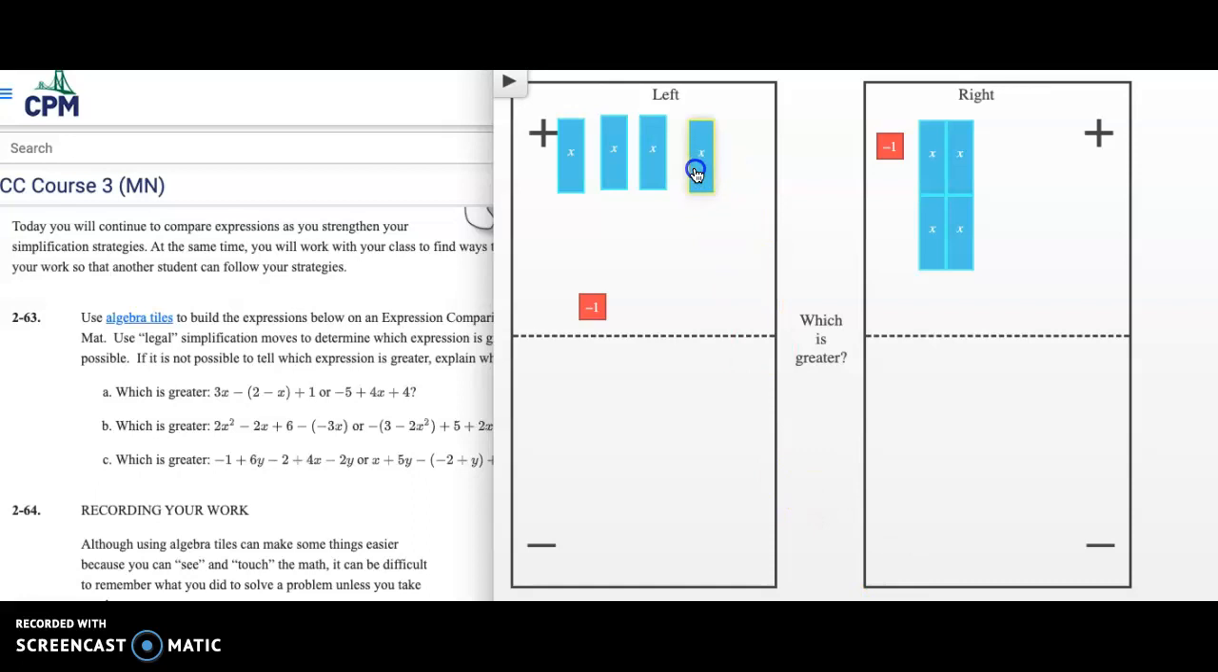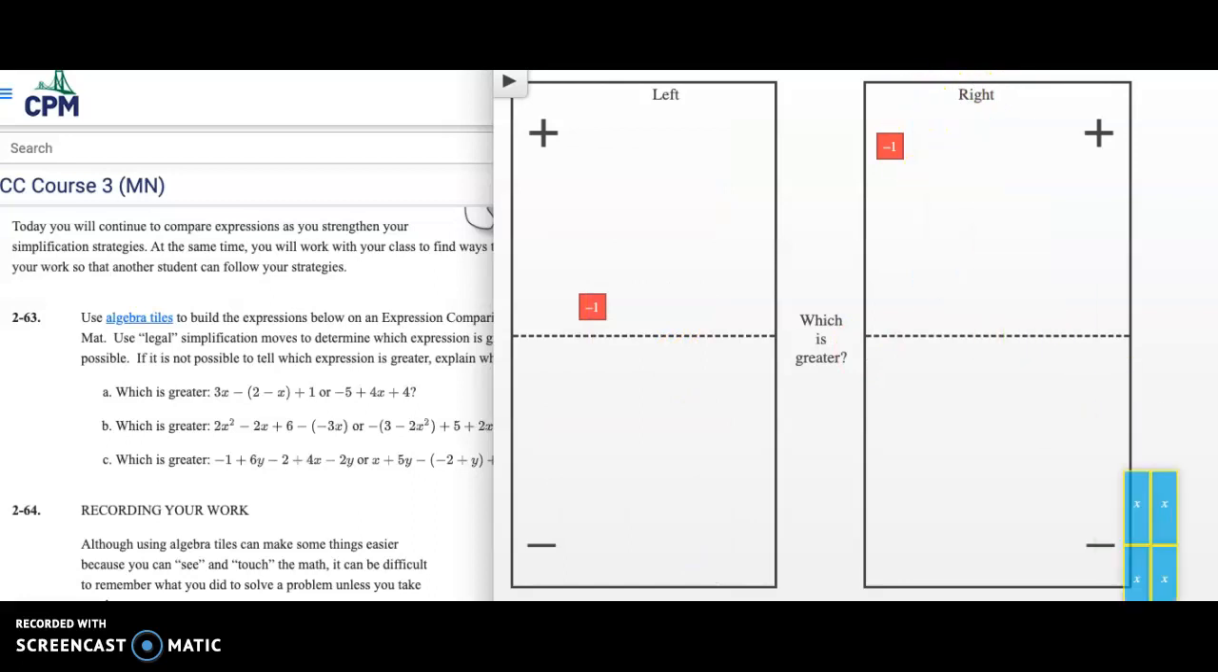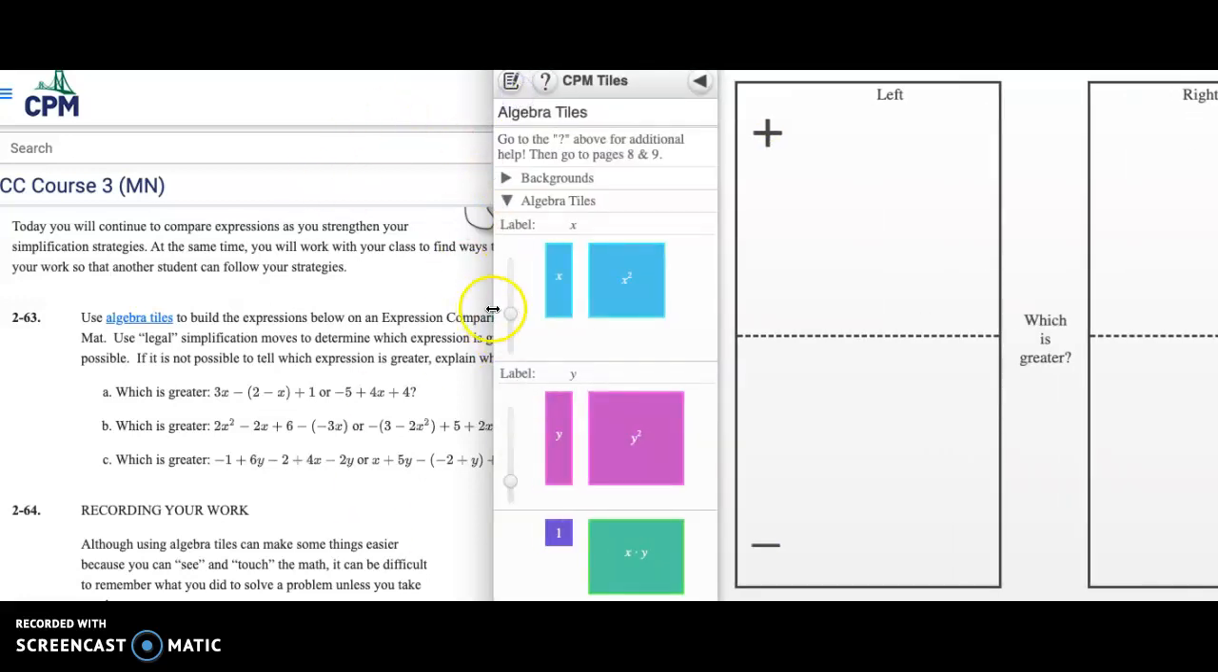So I can take these positive 4x's off of this side, as long as I take the same thing off of the right side. So I can take those 4x's off of the right side as well. And then I can do the same thing with these negative 1's, as long as I take them off of both sides. So now I can see that these mats are equal because I have 0 on both mats. All right, let's try the next one.